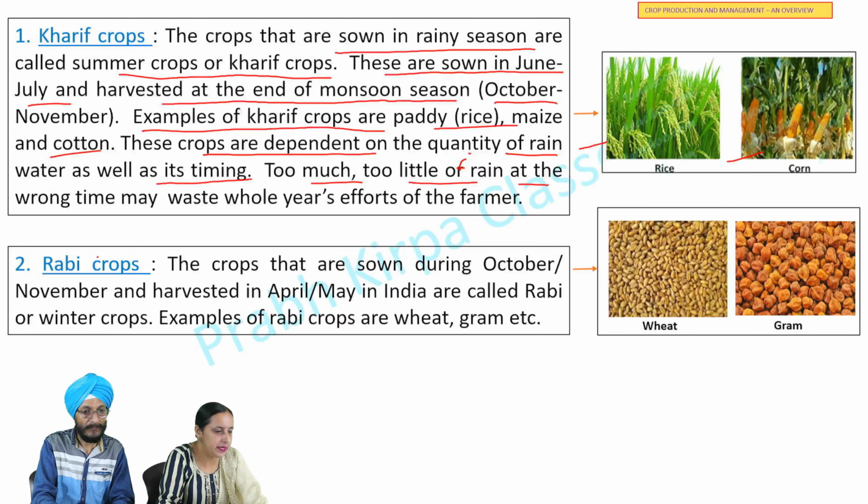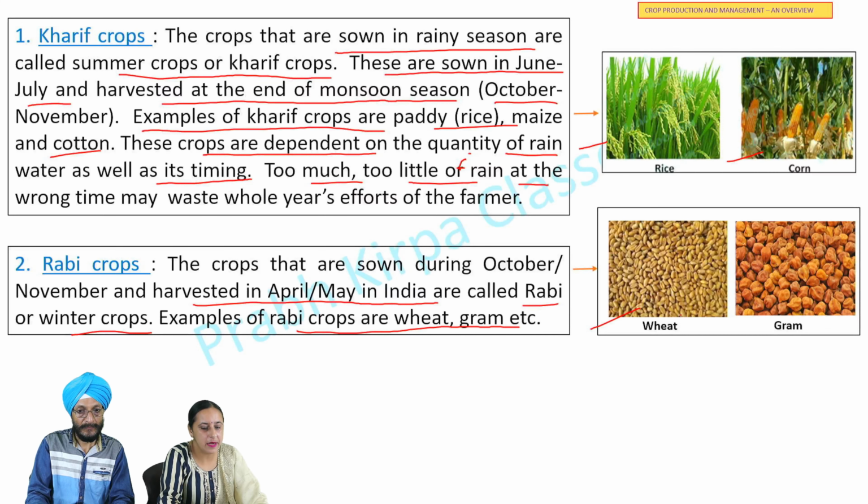Number 2, rabi crops. The crops that are sown during October or November and harvested in April or May in India are called rabi or winter crops. Examples of rabi crops are wheat, gram, etc.